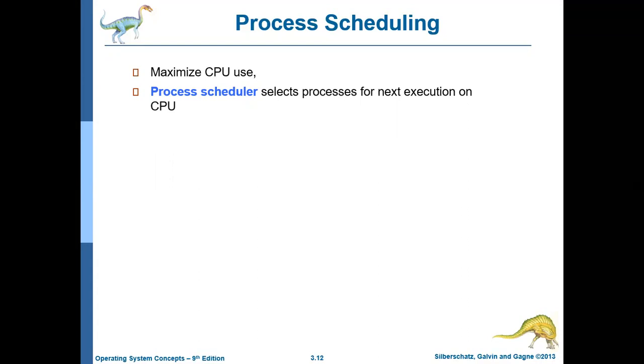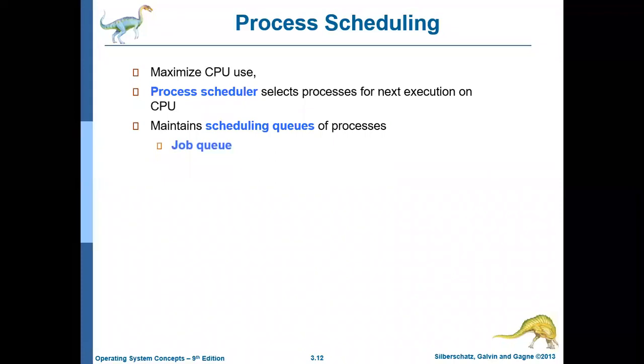And to do this, the process scheduler maintains several types of queues. So what are the queues the scheduler maintains? That we'll be discussing now. The first type of queue it maintains is called the job queue. The job queue contains all the processes that are currently in the system.